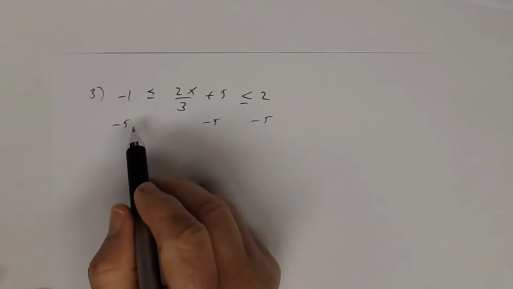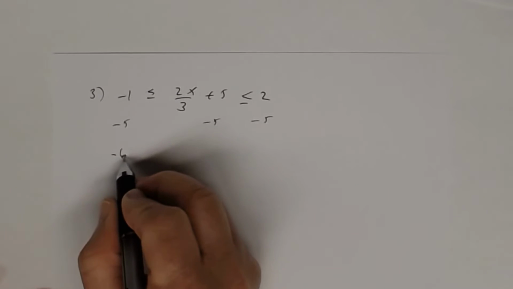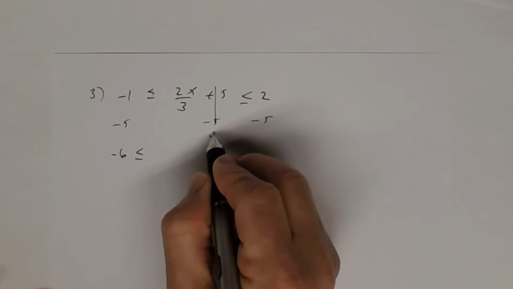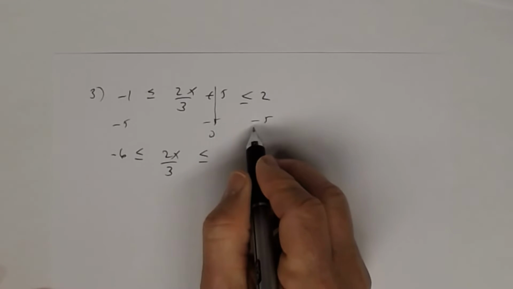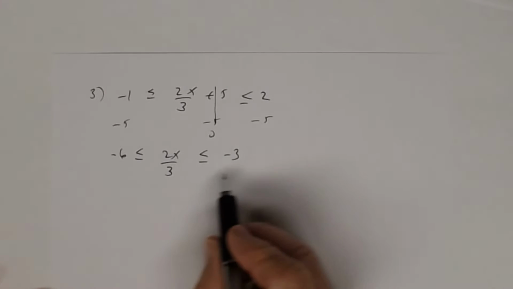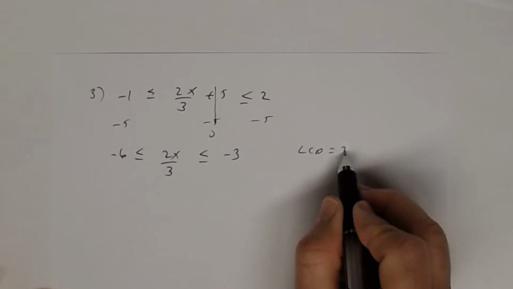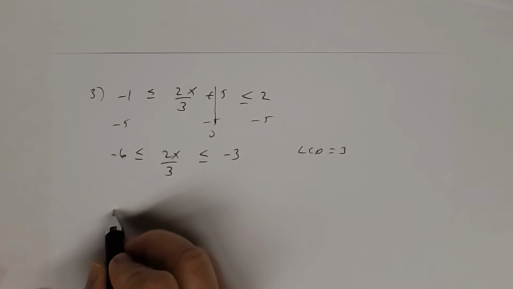And then when I combine like terms, negative 1 plus a negative 5 is a negative 6, is less than or equal to, this is 0. So I get 2x divided by 3 is less than or equal to, and then 2 and a negative 5 is going to be a negative 3. Now at this point, my LCD is 3. So I'm going to multiply all parts by 3, meaning this.